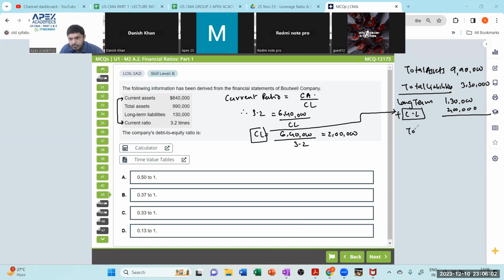Therefore, total equity. You remember the formula? Assets minus debt will be how much? 990 minus 330, which is equal to 6,60,000. First ratio. Sir, I can calculate with this debt to total assets.